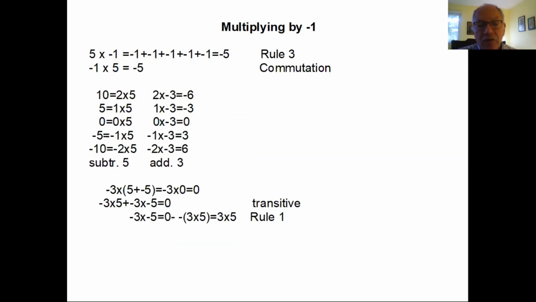But I do know the commutative rule. So if 5 times -1 is -5, then -1 times 5 is negative 5.